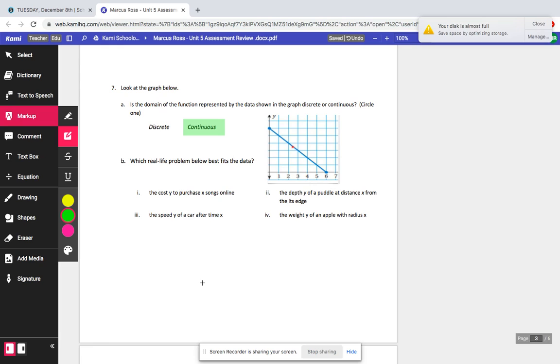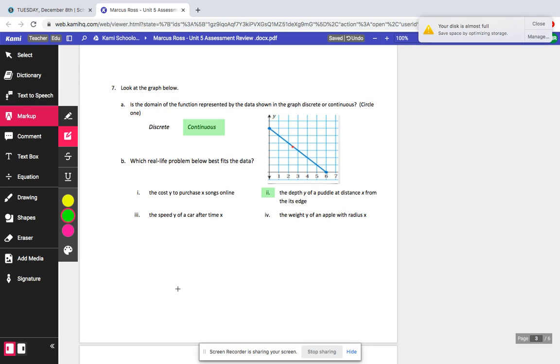It costs Y to purchase X songs online. Well, if you buy one song, it will only cost a specific amount. It's not going to cost a wide variety, right? So 1 is not it. Let's look at 2. The depth of a puddle at distance X from its edge. Well, that would work, right? We could have a depth using that distance with the edge. So 2 would work.